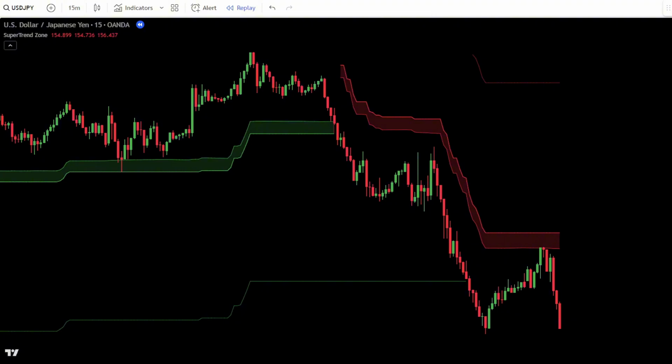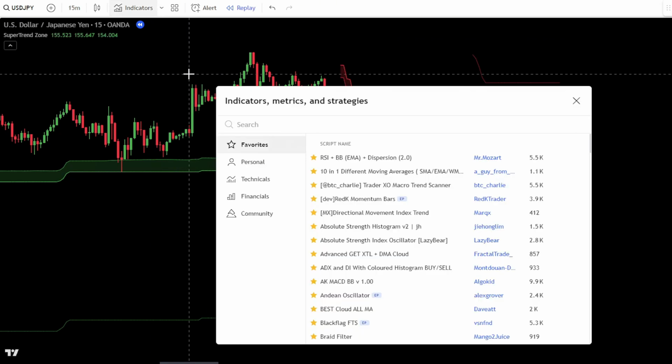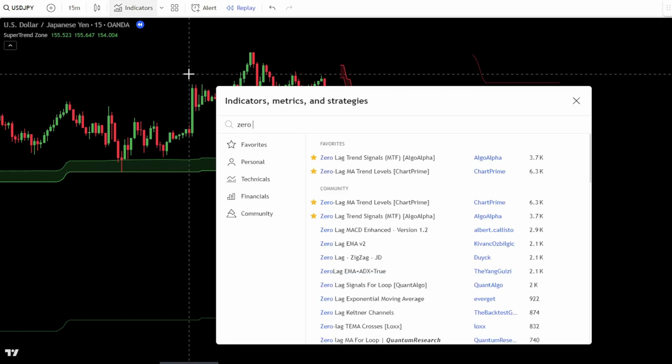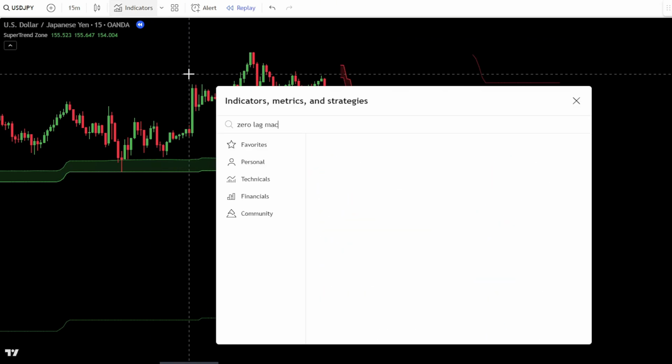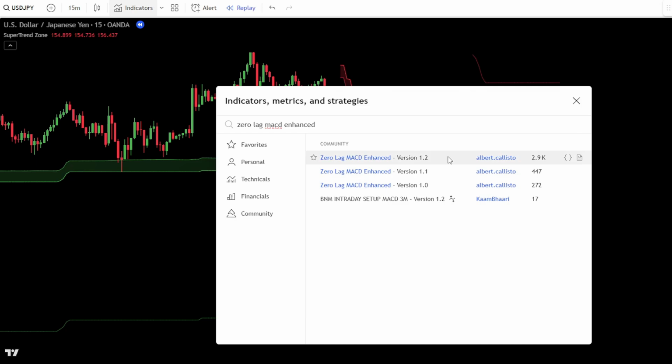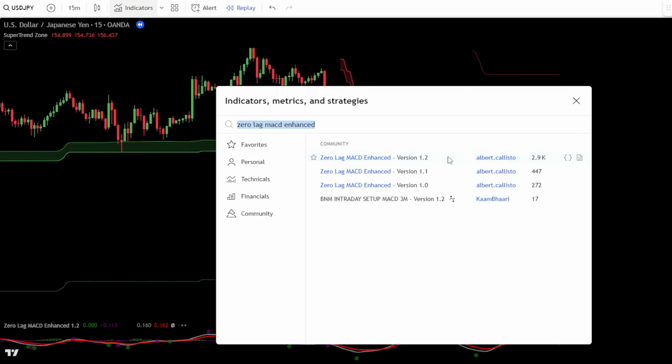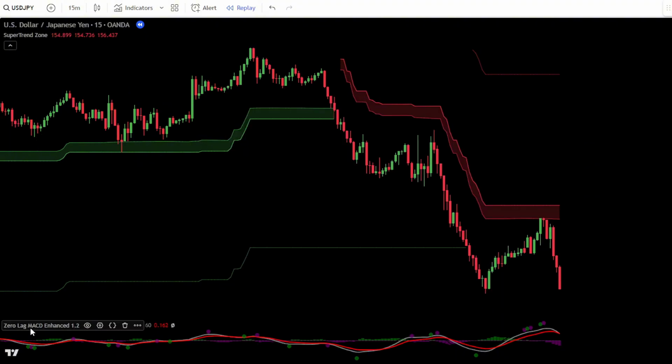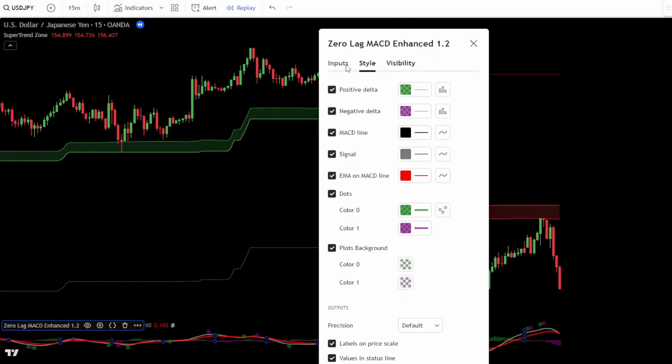Now, let's add the second indicator we will use for this scalping strategy. Go to the Indicator Search tab and type 0 lag MACD Enhanced. Then, select the 0 lag MACD Enhanced indicator by Albert Callisto. After that, make a few adjustments to the 0 lag MACD indicator.